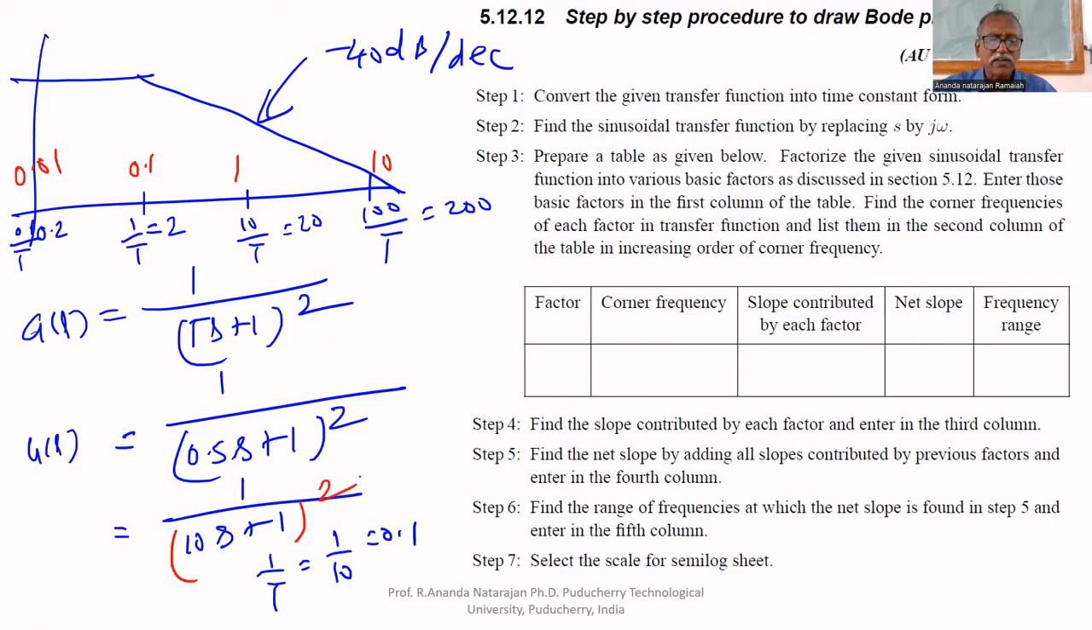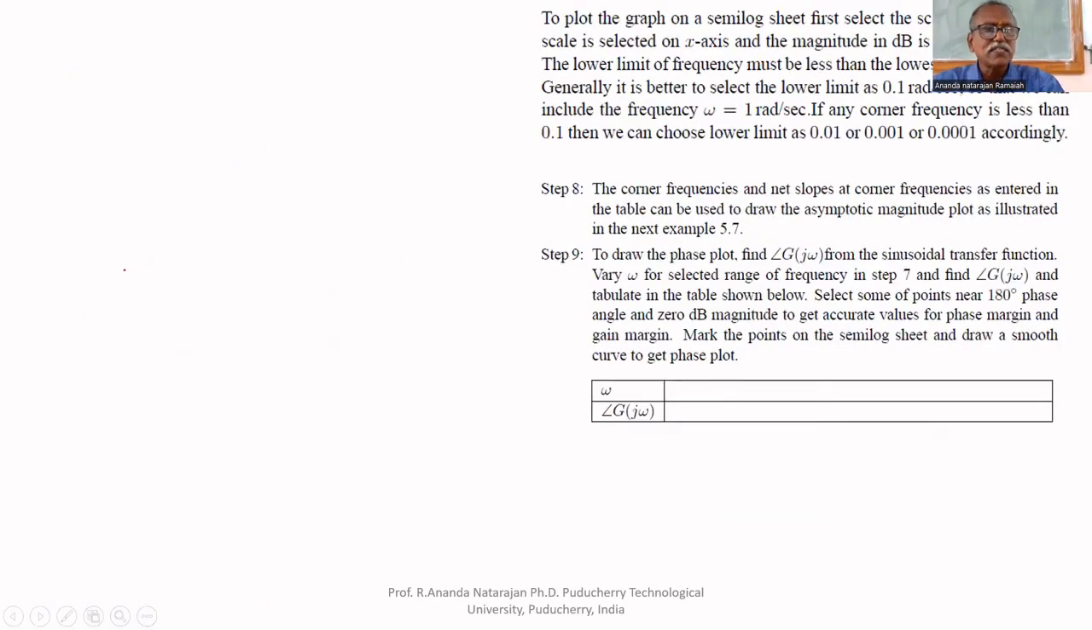S plus 1 whole square. So it decreases at the rate of minus 40 dB per decade. So now we know how to draw for a first order factor in the denominator. Suppose the first order factor is in the numerator. First order factor is G of s equal to tau s plus 1 in the numerator.